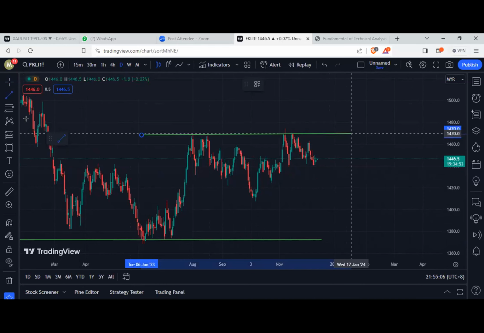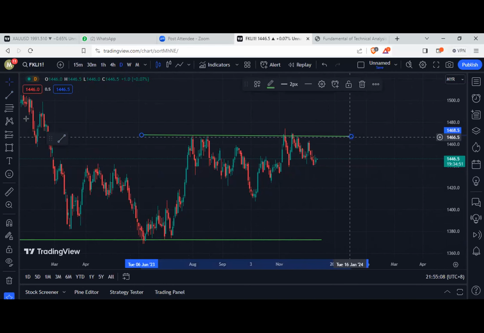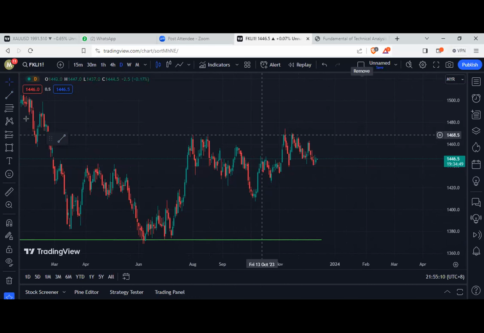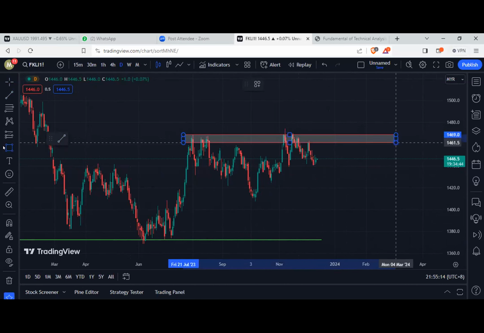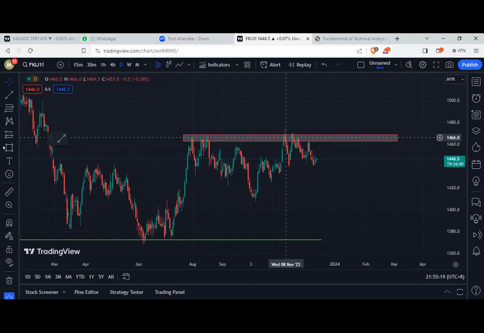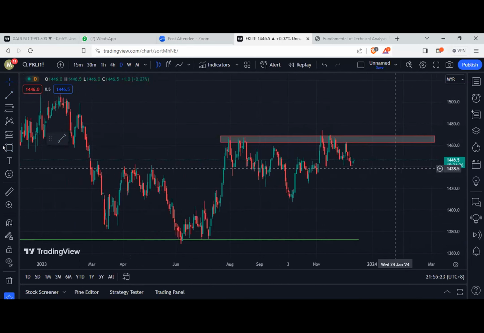Actually, I like to draw a rectangle by using the last candle, the size of the last candle. So this is my selling zone, for example. You can take the size of this candle, or this candle, but I prefer this one. So, okay, let's say that.